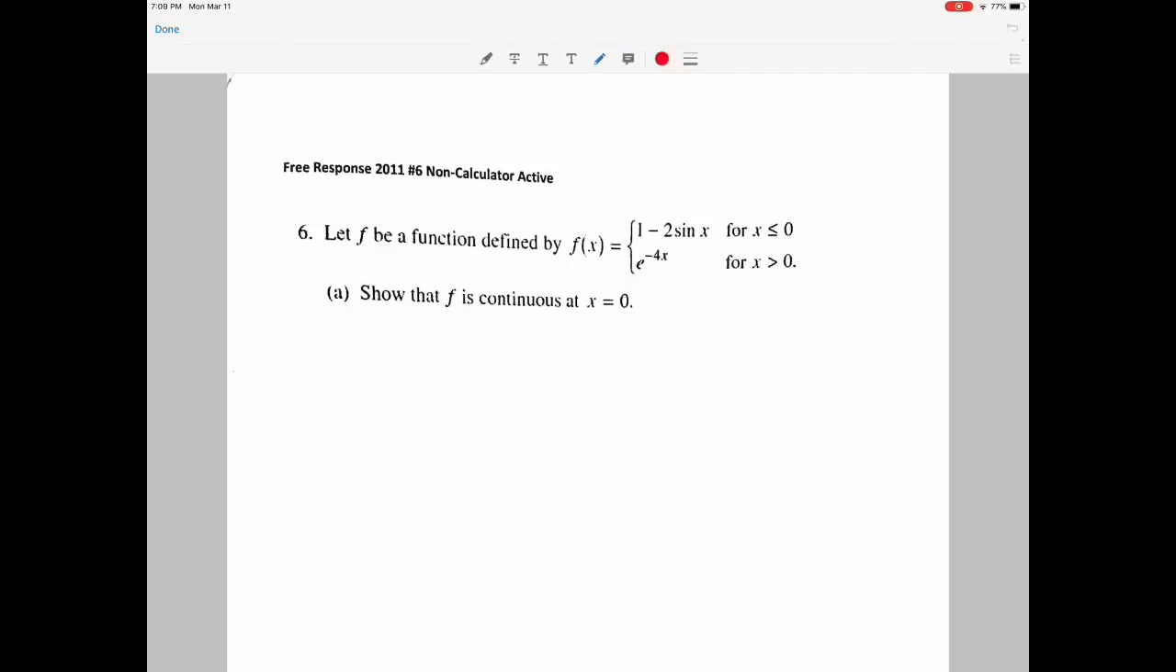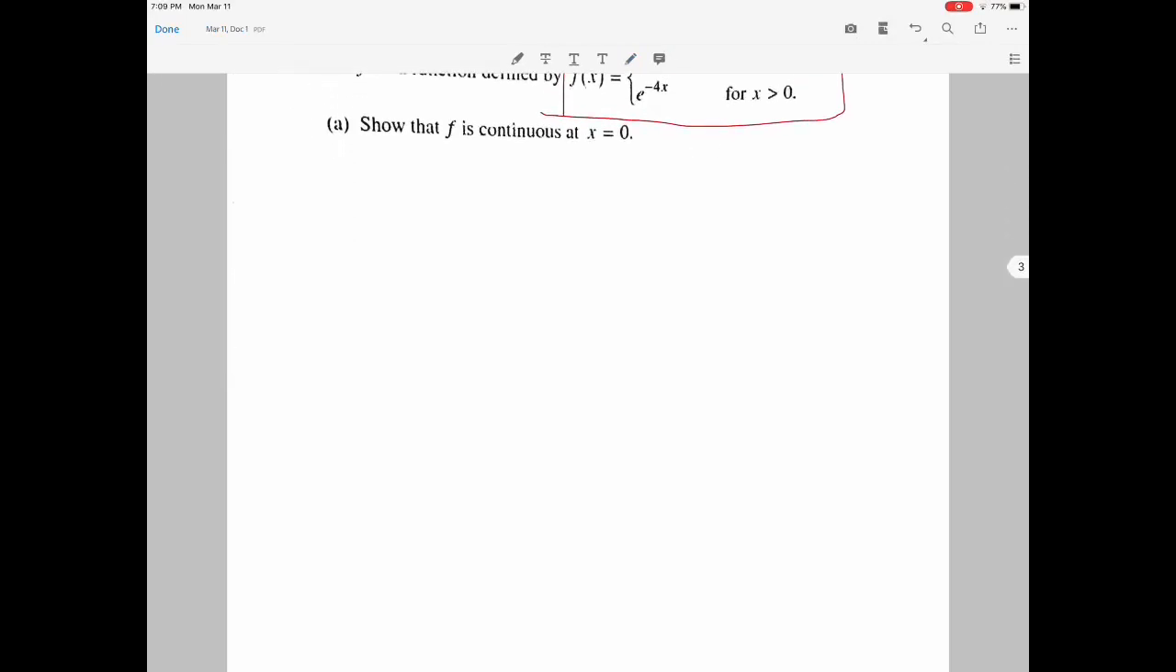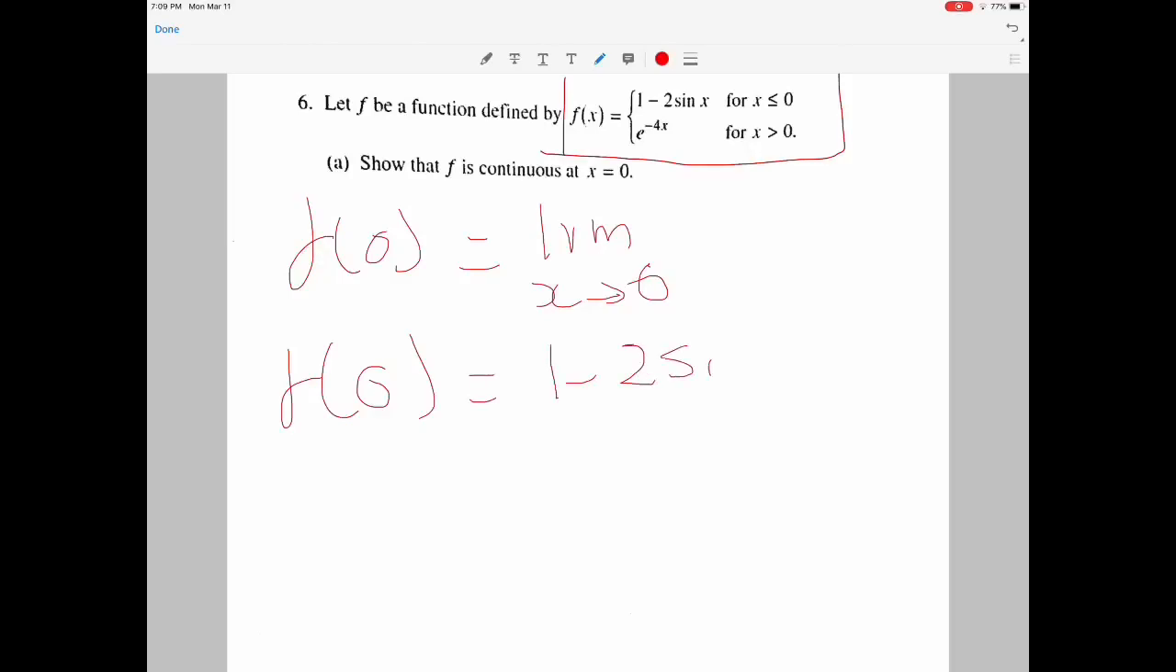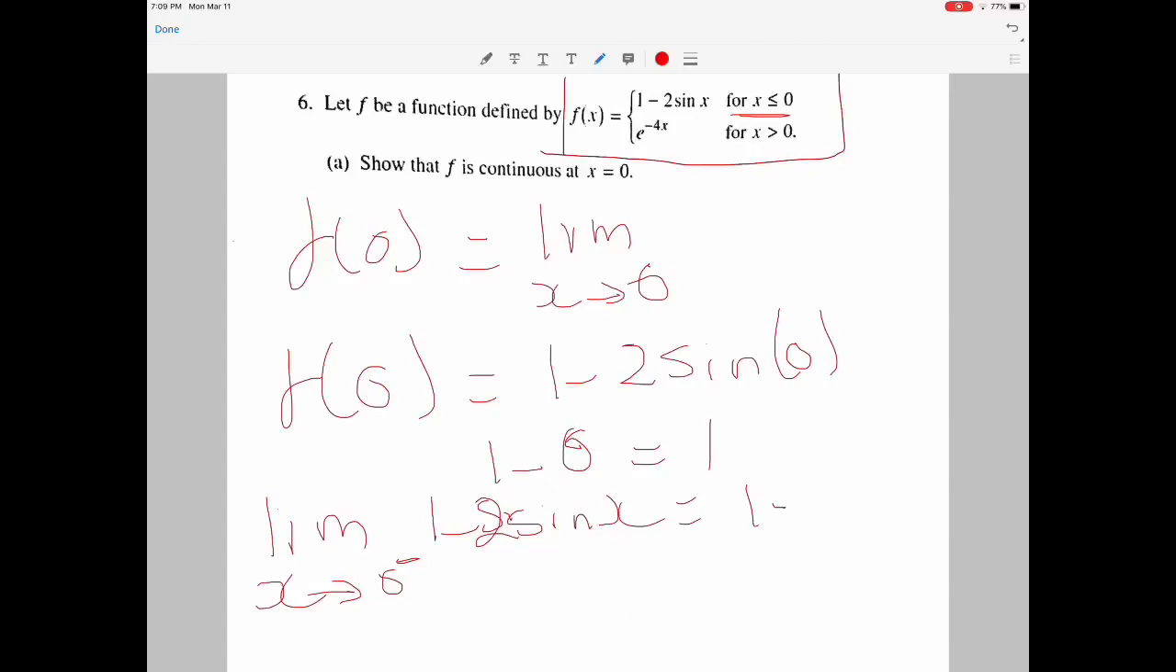let f be a function defined by f of x, as we can see here, the piecewise function. Show that f is continuous at x equal to 0. As we said, f of 0 must be equal to the limit as x approaches 0. So first we check f of 0. Here 0 is in 1 minus 2 sine 0, which is 1 minus 0, which equals 1. So now we check the limit as x approaches 0 from the left side, as we can tell here. We take the function 1 minus 2 sine x, which is equal to 1 minus 0. Sine 0 is 0, so 1 minus 0 is 1.